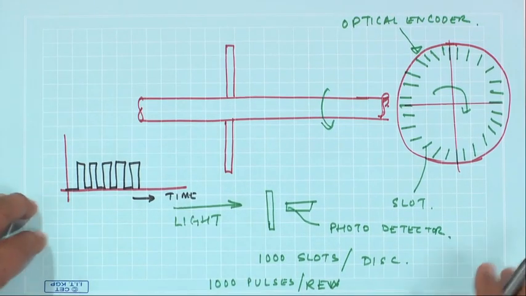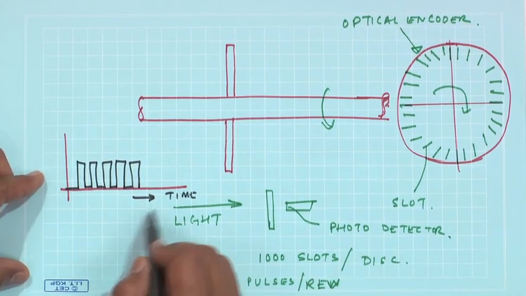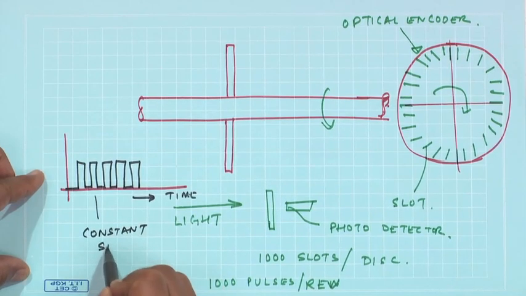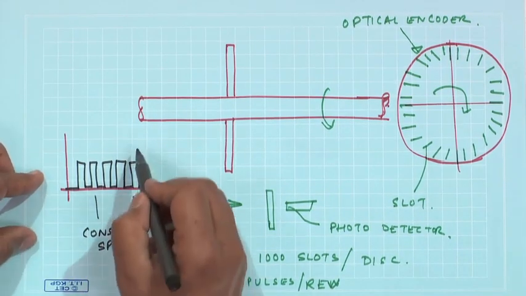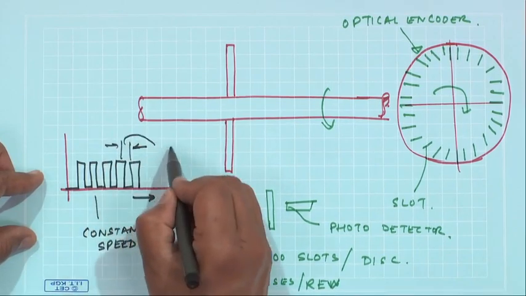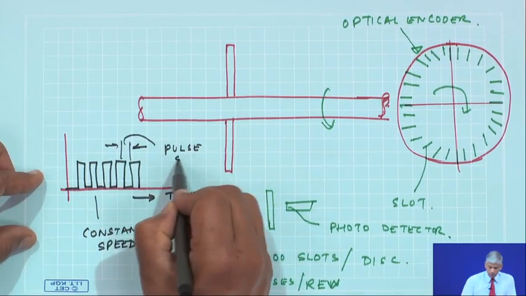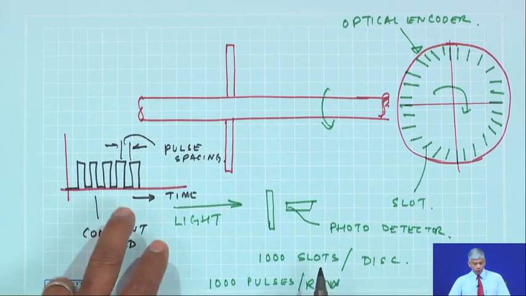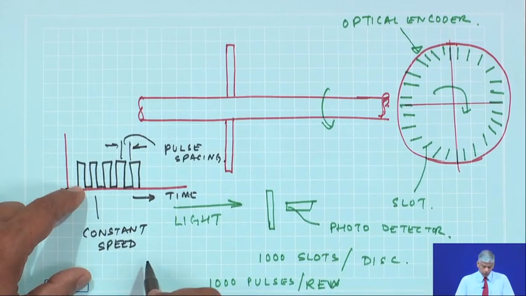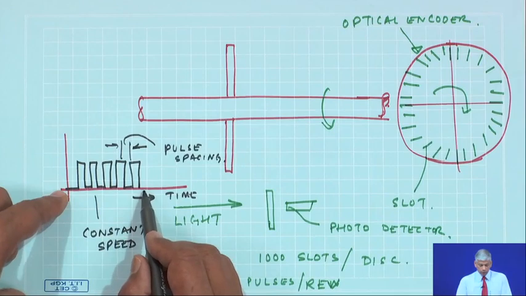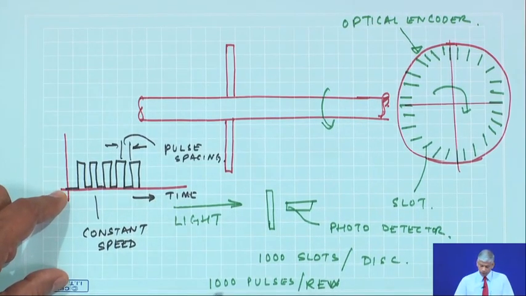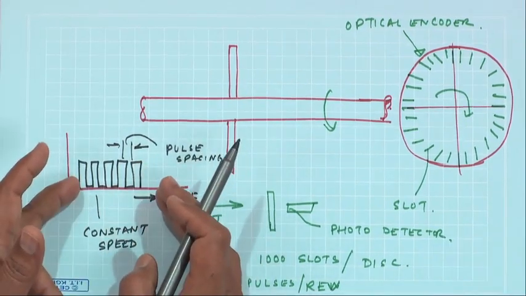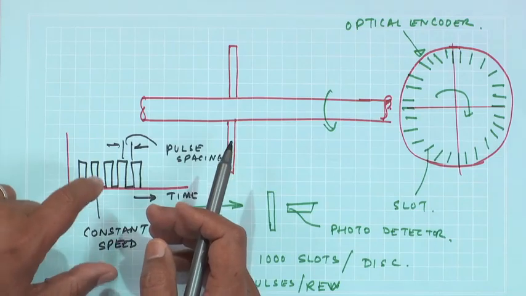Now, this is at a constant speed. The pulse spacing is constant in the time domain. So, I can also find out the speed by the number of pulses per given time. Because if I know there are 1000 pulses, I take the time taken and then I can find out the mean speed.